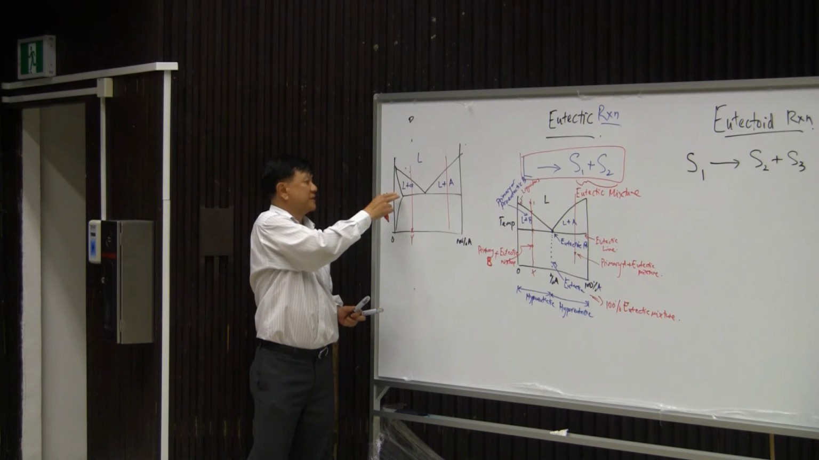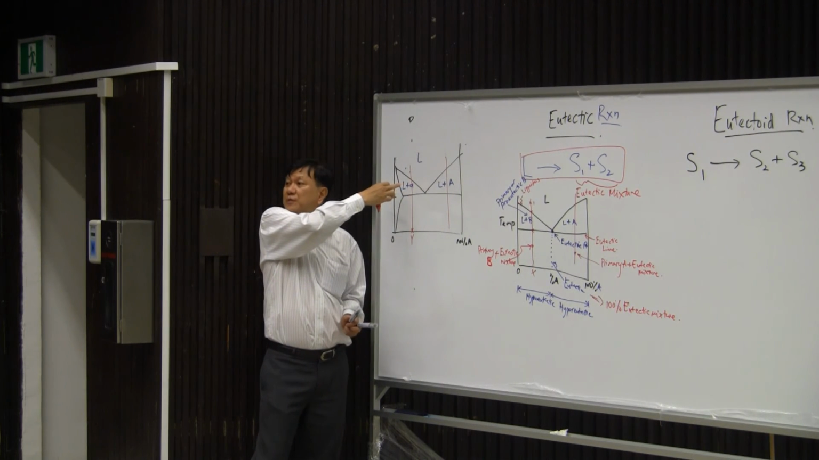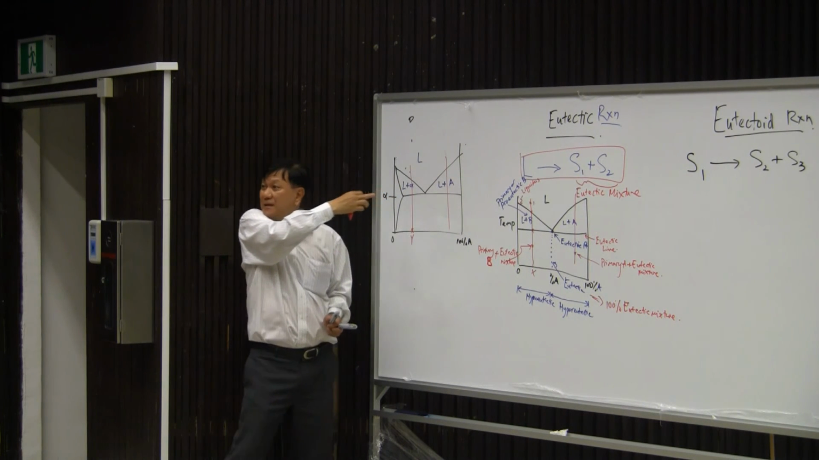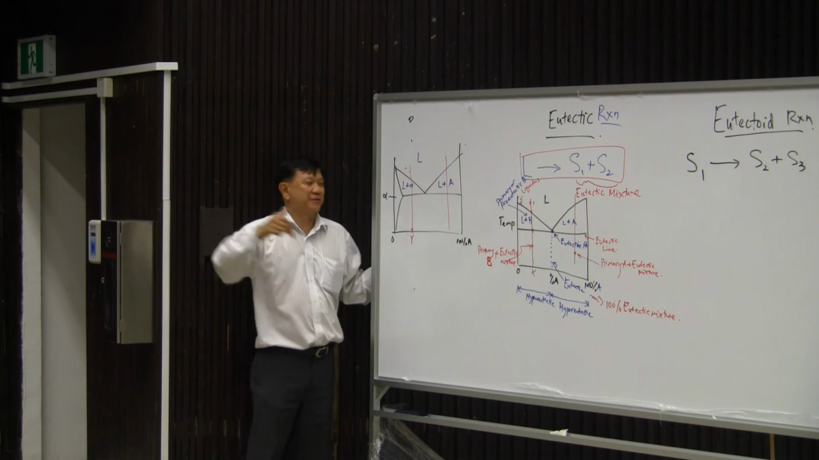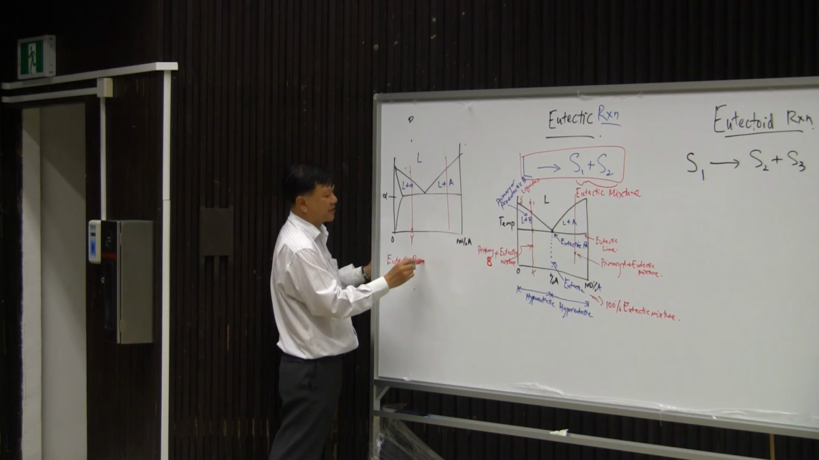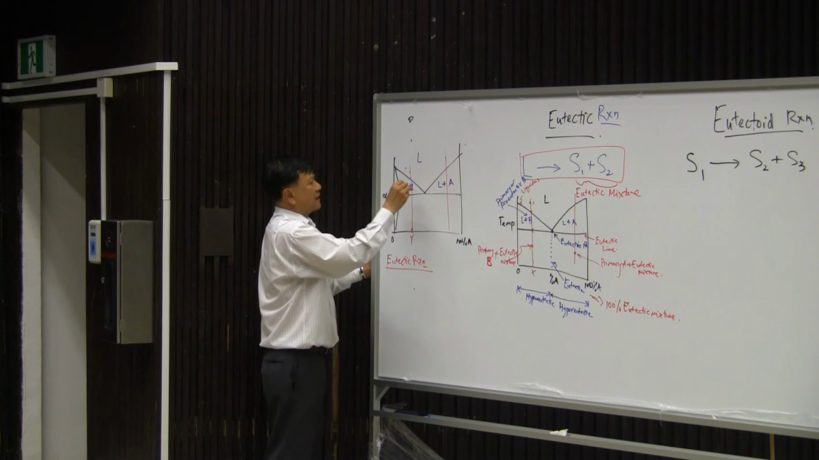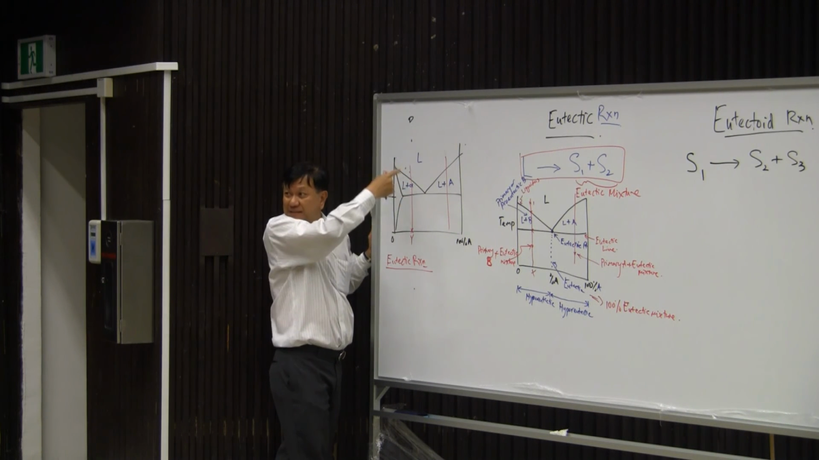Here, if you got this shape here, then this side here will be a what? The solid will be a what? Solid solution. Okay? Now, in this case here, what is your eutectic reaction? Tell me. What is your eutectic reaction? You see, this is your eutectic line, isn't it?